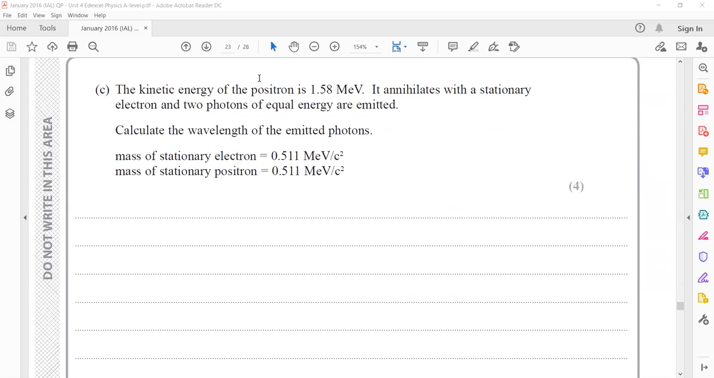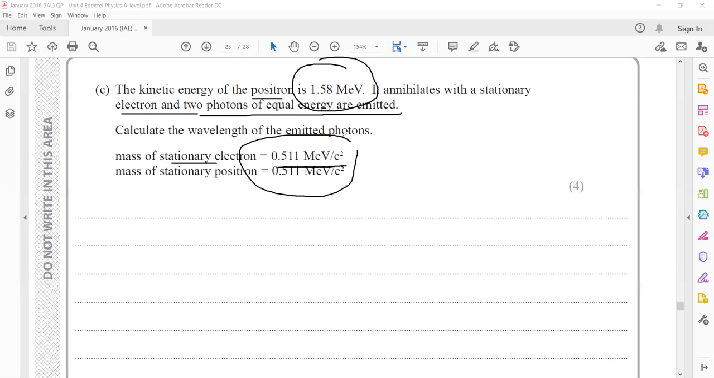Next part. The kinetic energy of a positron is 1.58 mega electron volt. It annihilates with a stationary electron, and two photons of equal energy are emitted. Calculate the wavelength of the emitted photon. The masses are given. Actually, the advantage of having mass in mega electron volt per c squared or giga electron volt per c squared is that we can identify the equivalent energy which is released.